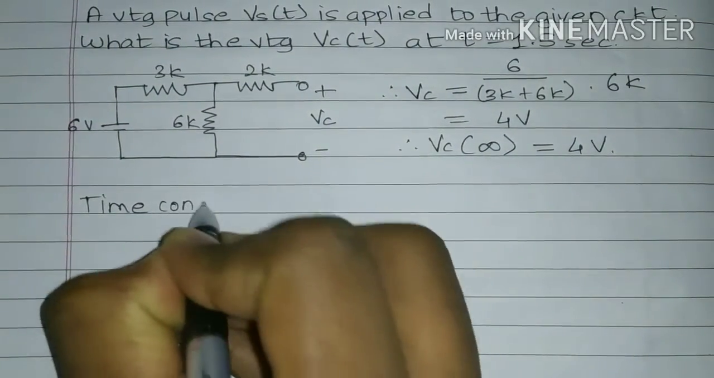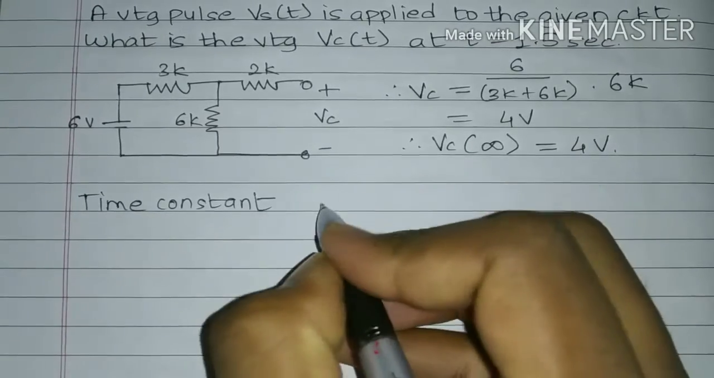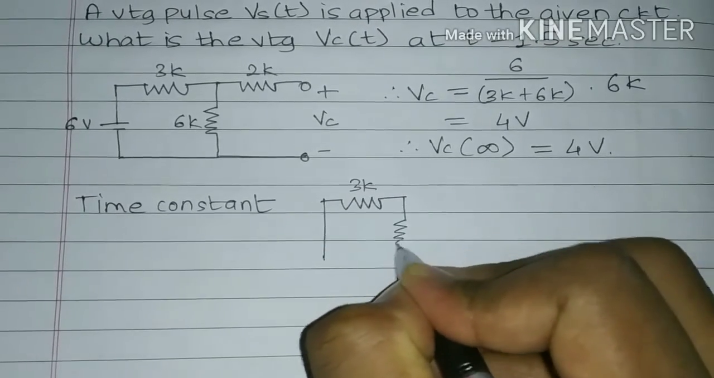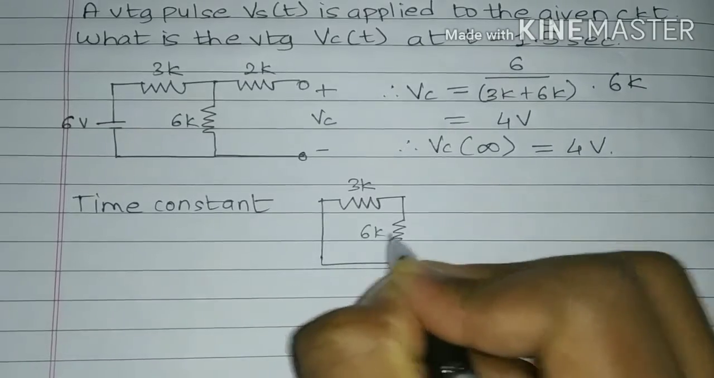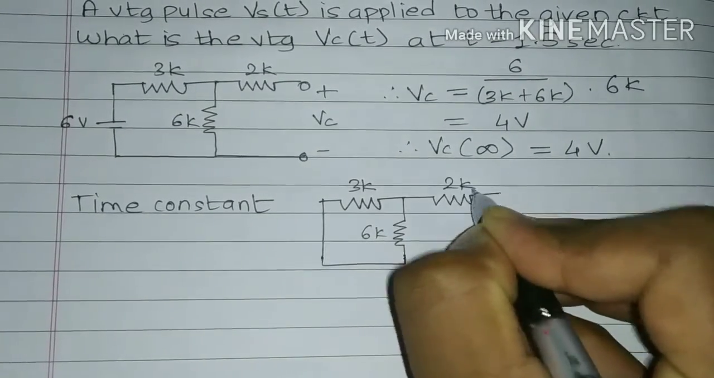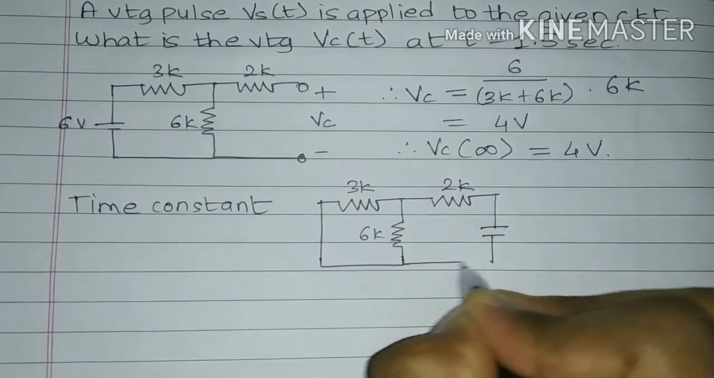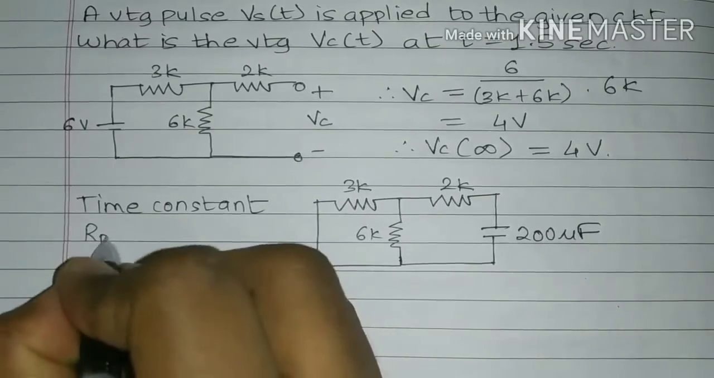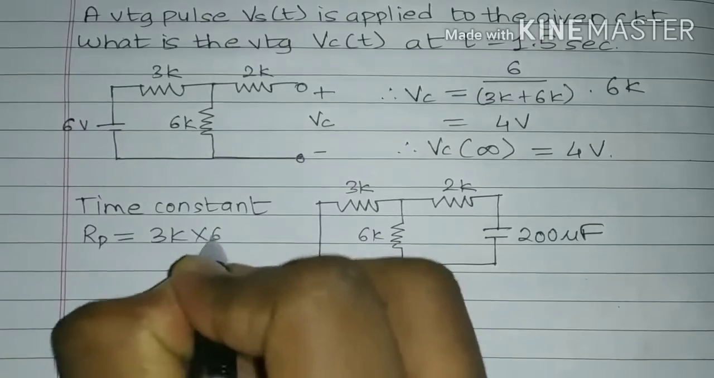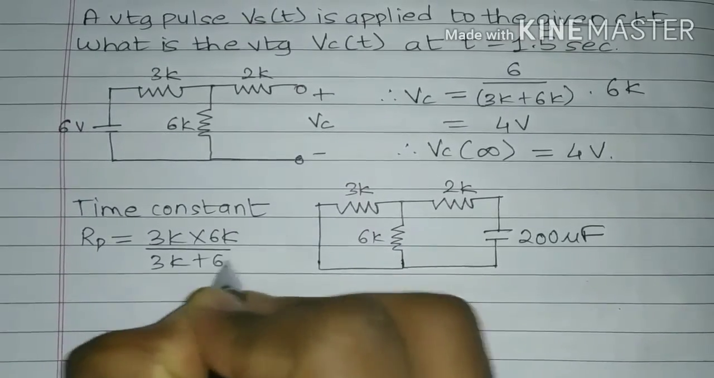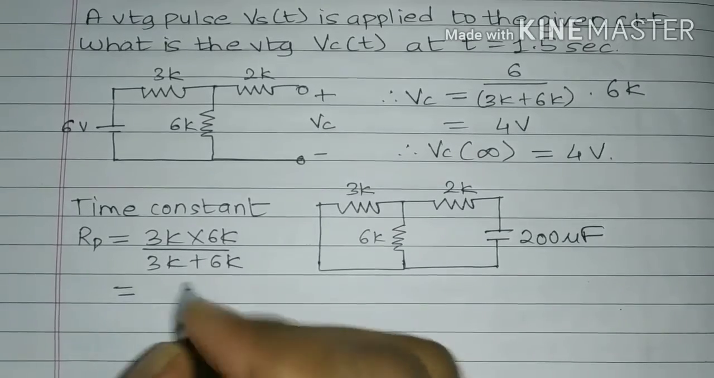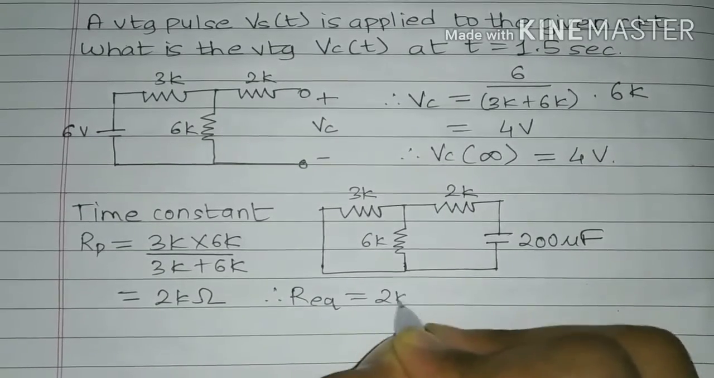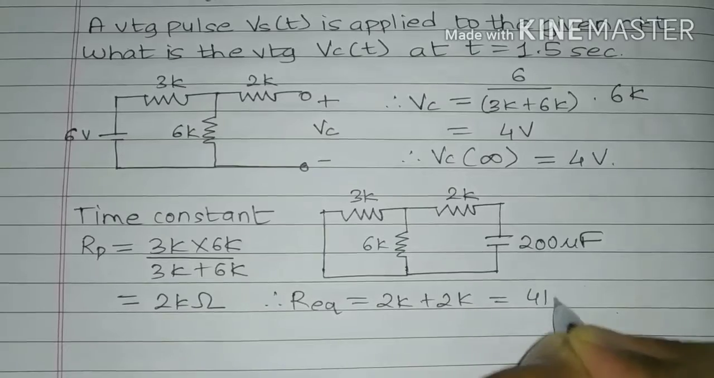Now let's find out the time constant of the circuit. For finding out time constant, we will short circuit the voltage source since the internal resistance of voltage source is zero, so it is short circuited. So we have to find out the equivalent resistance across the capacitor. So 3k and 6k in parallel, so RP will be 3k into 6k divided by 3k plus 6k, which turns out to be 2 kilo ohms. So R equivalent is equal to 2 kilo ohm plus 2 kilo ohm, which is 4 kilo ohms.